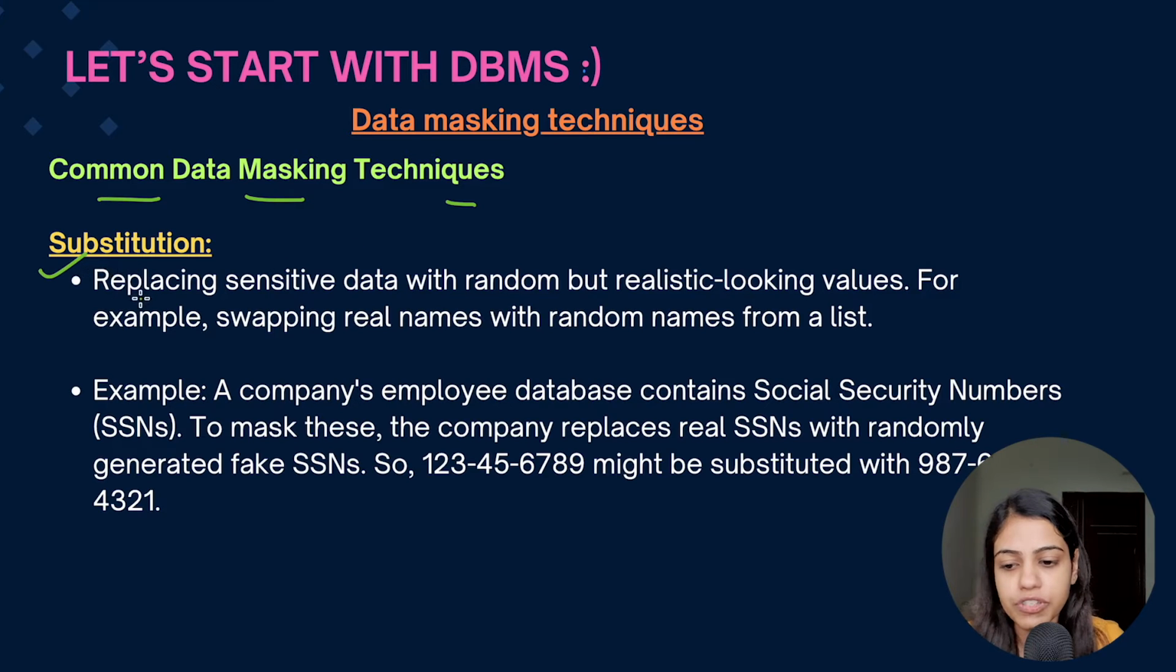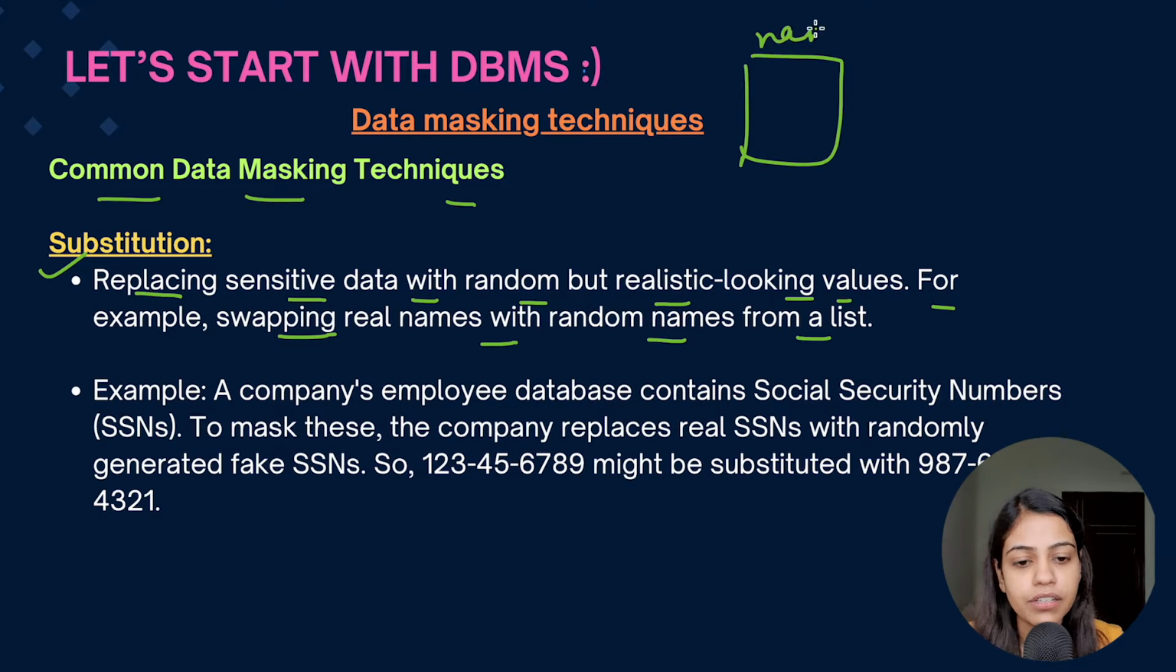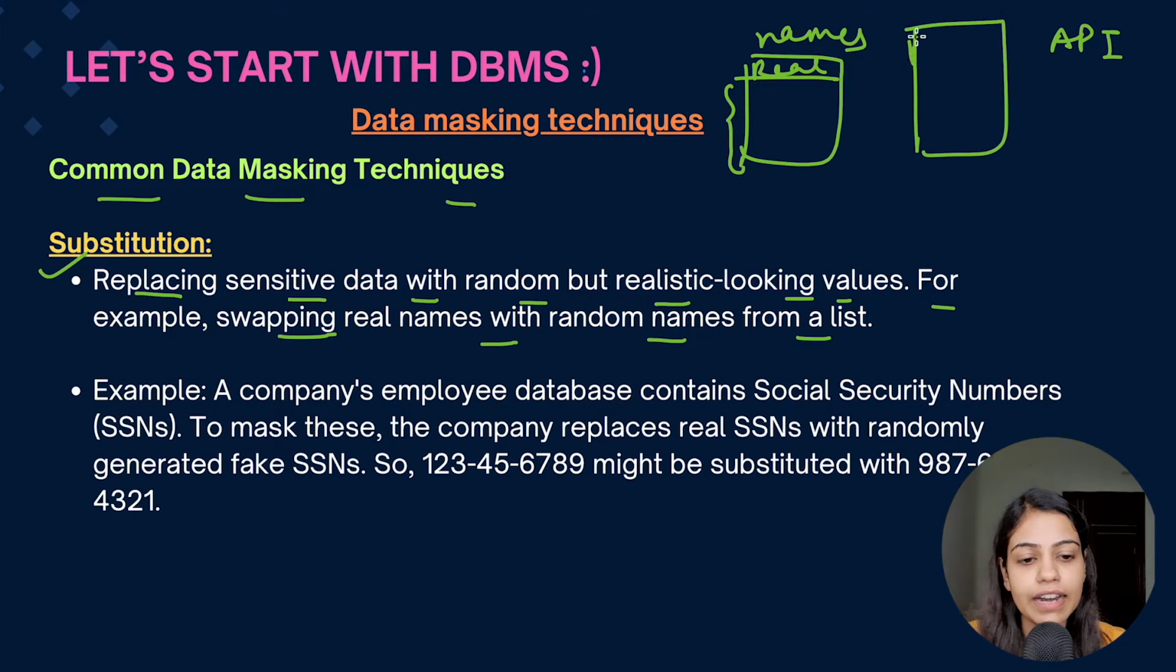Now coming to some of the common data masking techniques. The first one is substitution. It means replacing sensitive data with random but realistic looking values. For example, swapping real names with random names from a list. We have a names list containing all the real names present in our database. But I want to do some API testing for which I need names, and I can't use the real names. So I'll create a random list with some random names, and we can use these random names for the API testing rather than the real names.